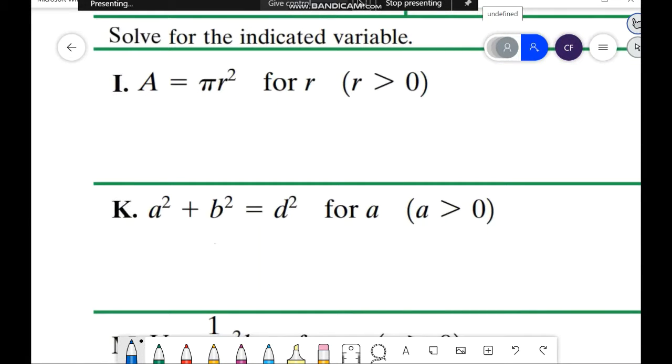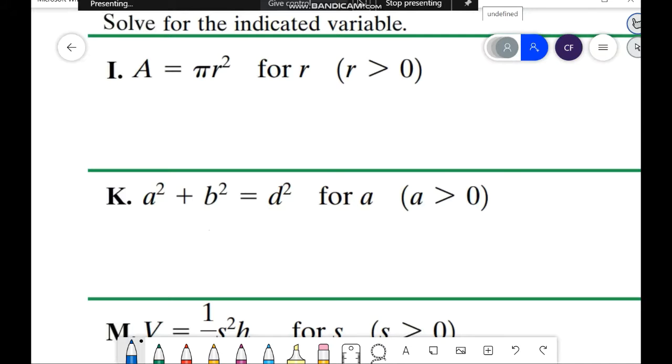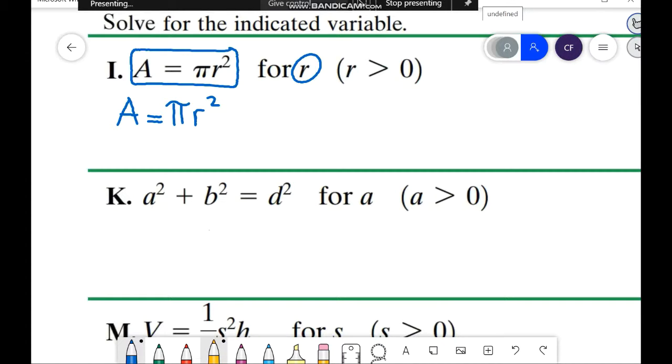For the second part, starting on letter I, you have the formula, and this formula here is the area of a circle. We have the formula of the area, but we need to calculate the radius. We calculate R, okay? So write down the formula again: A equals pi r squared, and we will isolate r. So remove this pi, divide both sides by pi.